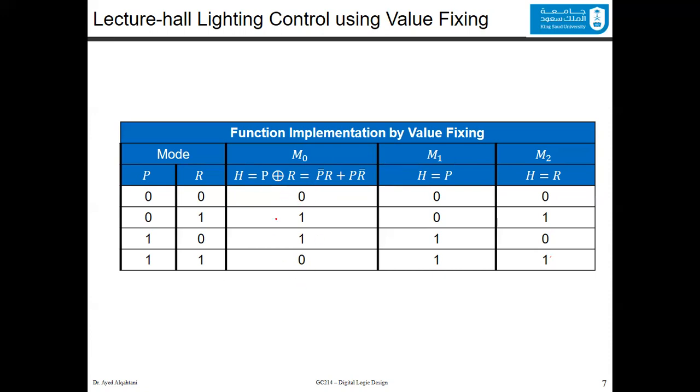We know that this is an XOR, which is also the equivalent of P bar R or P R bar. The function here is the light H will be equal to P, which is this one. So you can see the resemblance between the P and the output. Similarly for M2, it's going to be R.